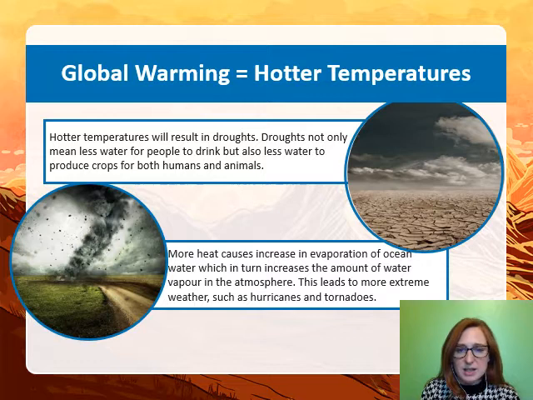And we've got a second picture here. More heat causes an increase in evaporation of ocean water, which in turn increases the amount of water vapour in the atmosphere. This leads to more extreme weather, such as hurricanes and tornadoes. So the more global warming, the hotter the temperatures, there'll be more hurricanes, tornadoes, more storms.